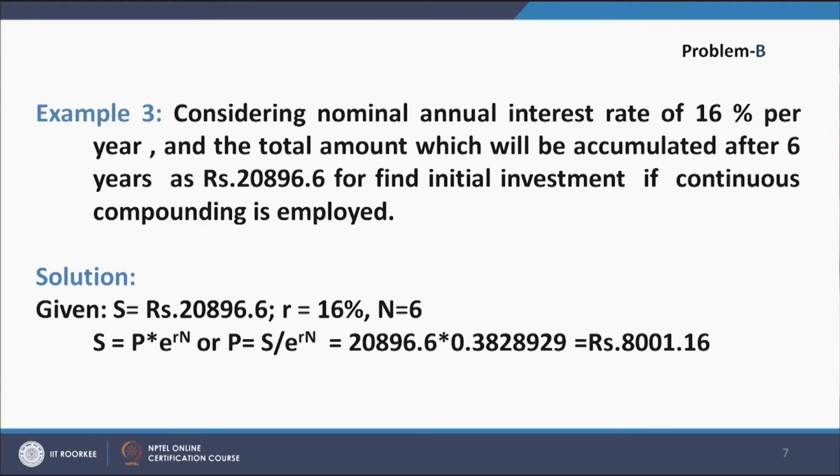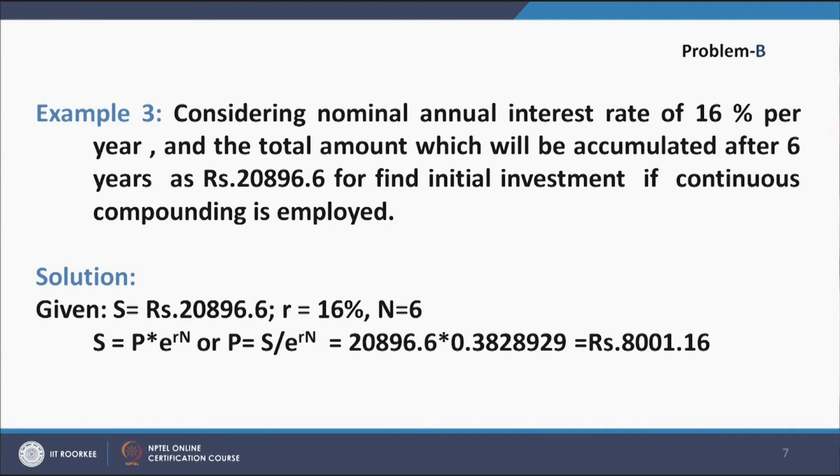Considering a nominal annual interest rate of 16% per year and the total amount which will be accumulated after 6 years as 20,896.6, find the initial investment if continuous compounding is employed. Solution: S or FV is given as 20,896.6, R is given as 16%, N is 6.